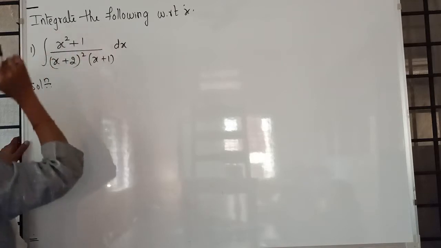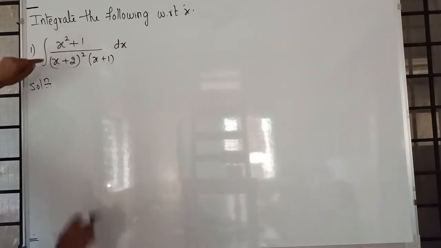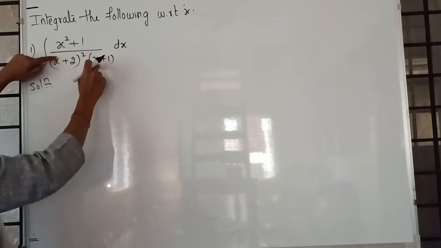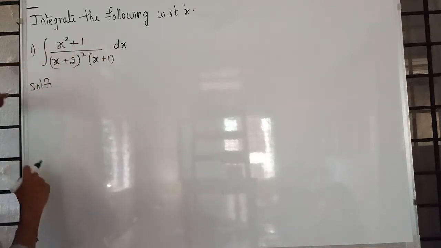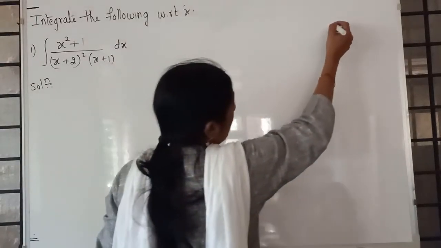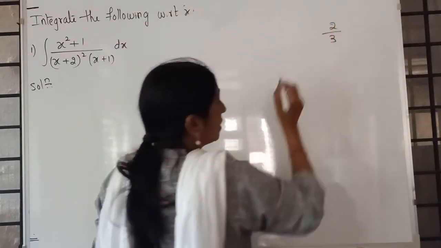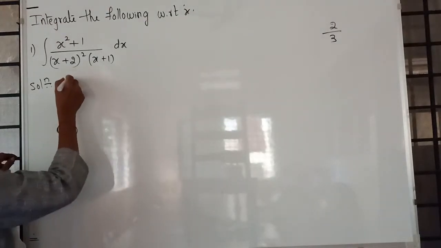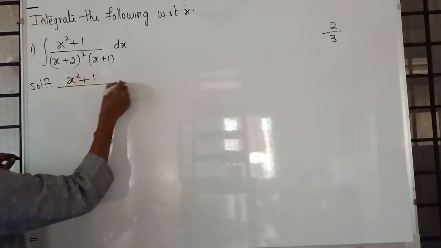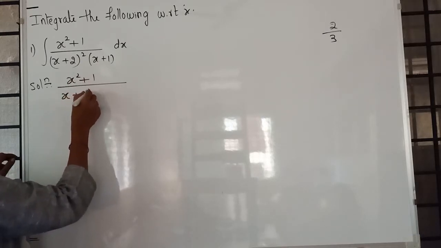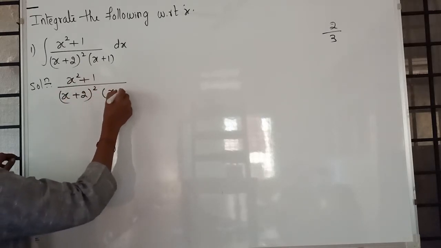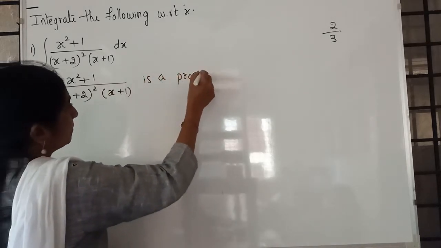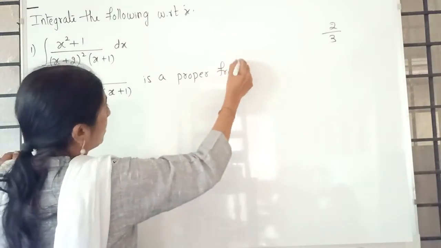See, the highest power of x in the numerator is 2. In the denominator, when you expand it, here you are getting 2 and here it is 1. x square into x is what? x cube. That means in the numerator the power is 2, in the denominator it is 3. Now tell me which type of fraction it is. This is a proper fraction. Write down: x square plus 1 upon (x plus 2) whole square into (x plus 1) is a proper fraction. So the first step is completed.